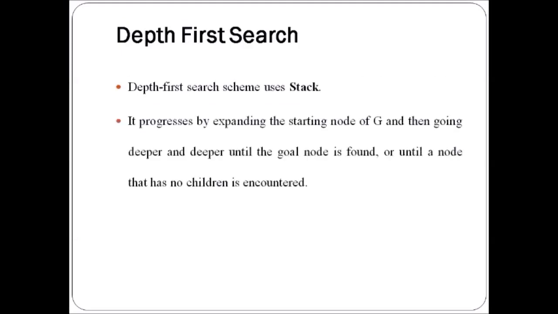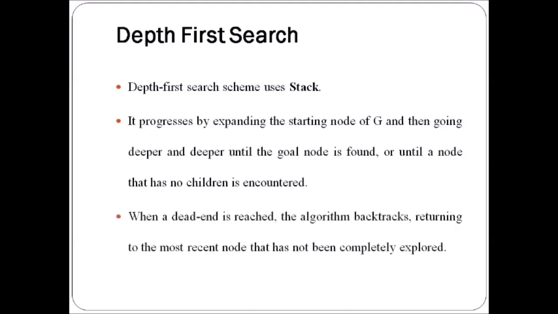It progresses by expanding the starting node of the graph and going deeper and deeper until one of two conditions is encountered: either a goal node is found, or a node that has no children is encountered. When a dead end is reached, the algorithm backtracks, and the most recent nodes that have not been completely explored are then ready for exploration.